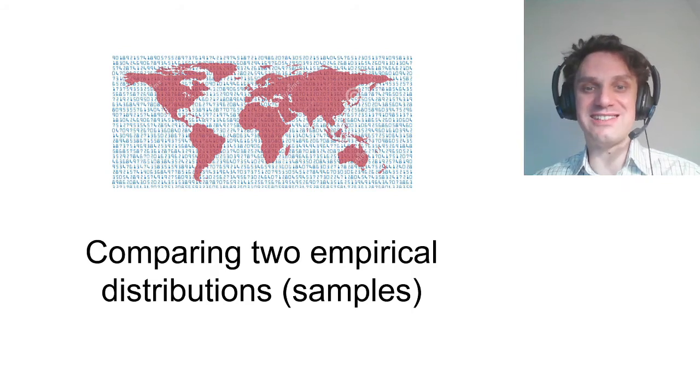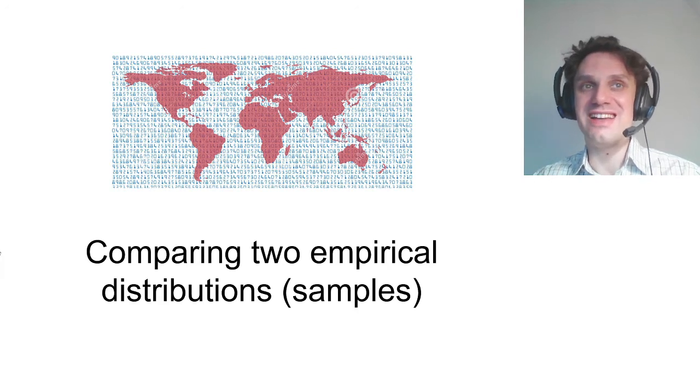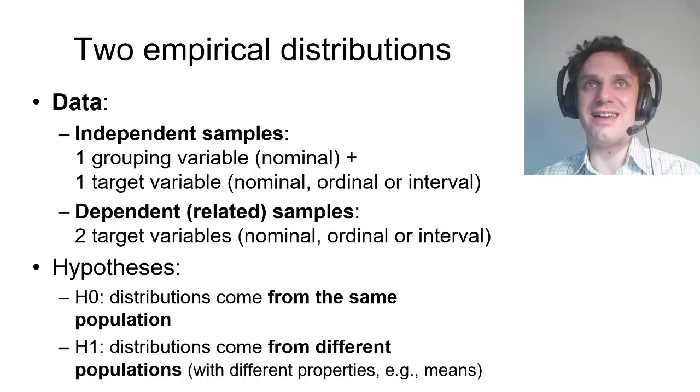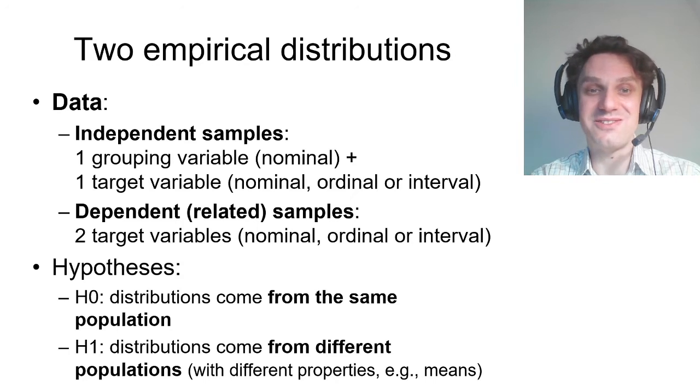Another type of statistical tests that are used much more frequently in psychology compare two empirical distributions or compare two samples. And the questions can be different. For example, if the samples are independent, we can ask the question, are the scores on anxiety the same or different in the samples of males and females? Or is the academic achievement the same in psychology students and sociology students, for example?